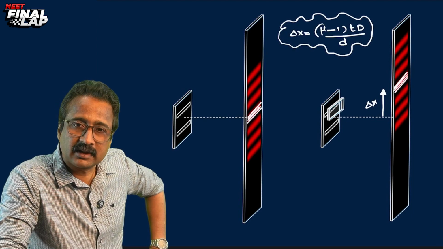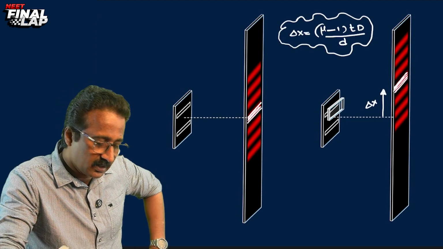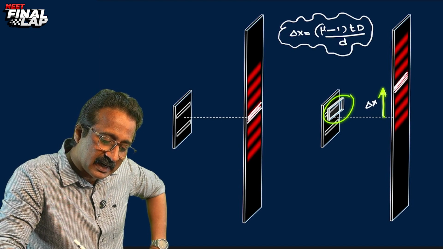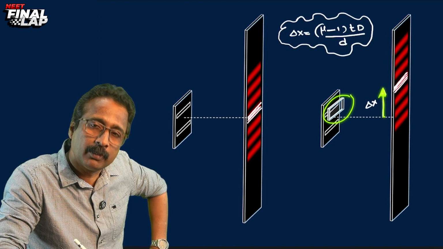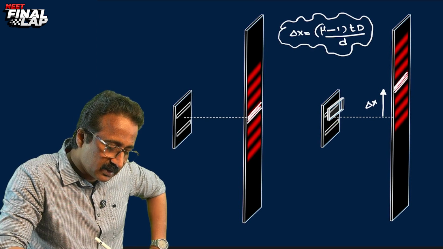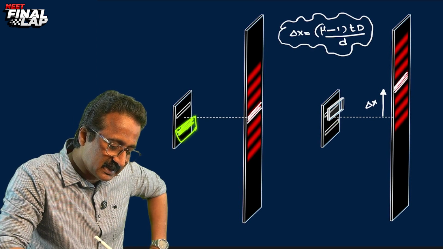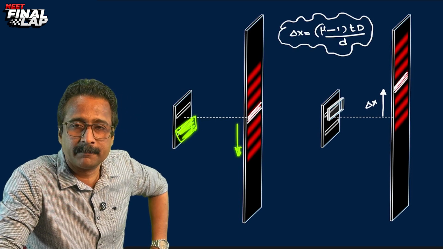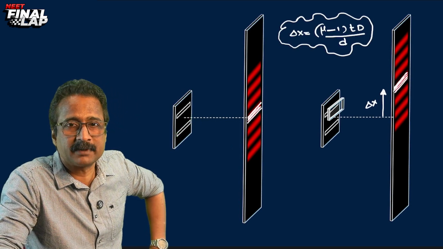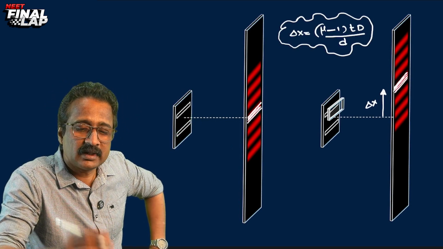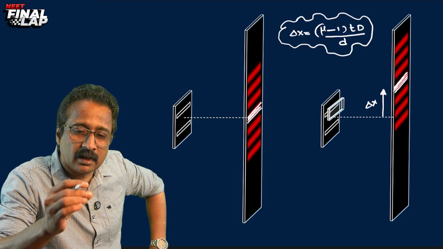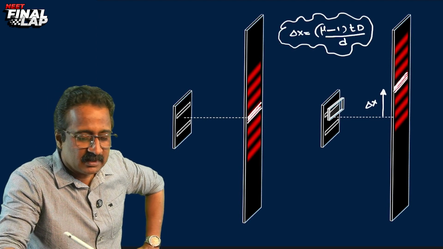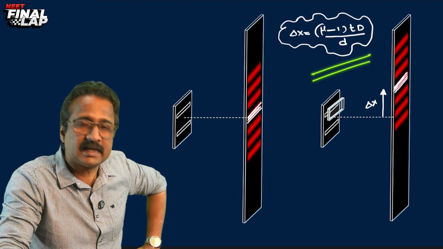Now, in which direction is the shift? I will tell you. If the glass slab you have placed is at the upper slit, the shift is, as I have shown here, upward. If you place the glass plate here, at the lower slit, then the entire shift will be downward. So for a glass plate at the upper slit, the shift is upward. When the same glass plate is placed at the lower slit, the entire pattern is shifted downward. Anyway, the value of shift is given by this expression.